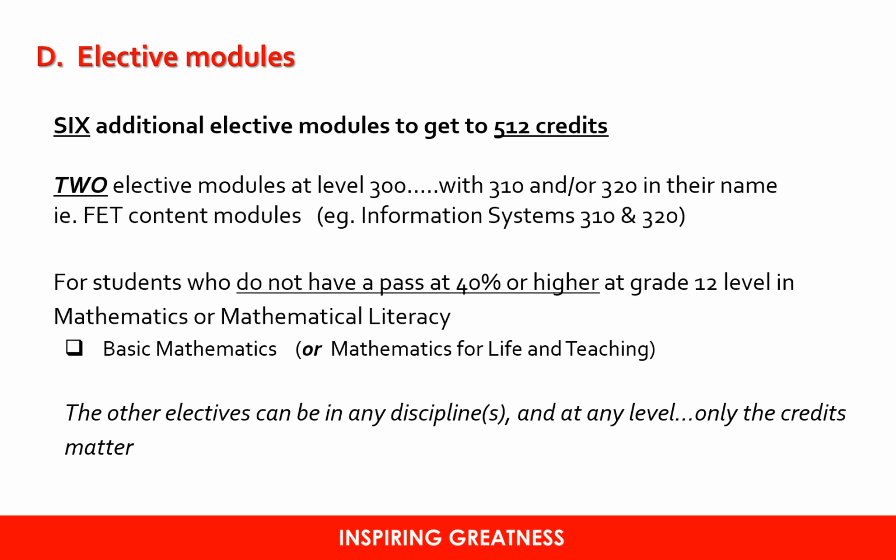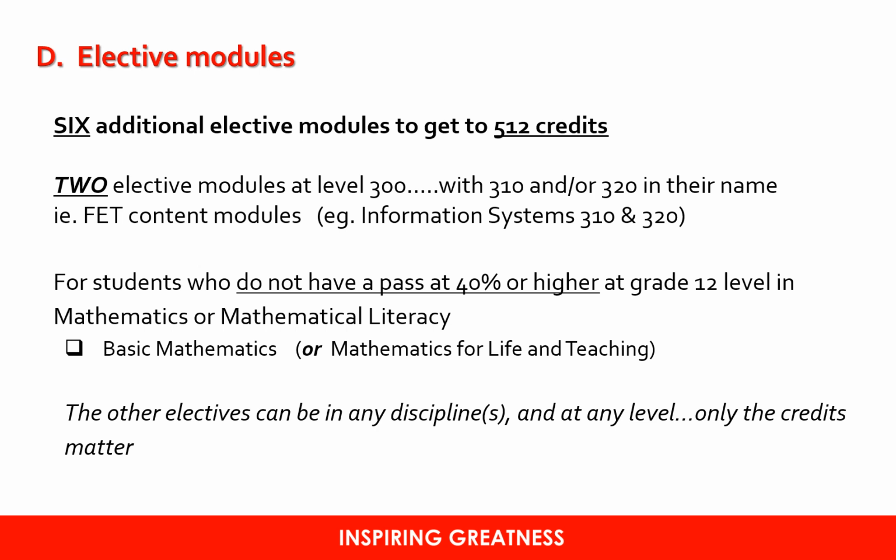Now, the only thing that is left are what we refer to as the elective modules. And in your particular qualification, you have 6. Now, these are modules that are really just there to get you to your 512 credits that you need in order to complete the degree. So that is really the purpose of elective modules. They're there to get you to 512 credits.